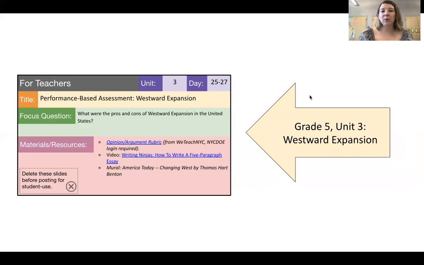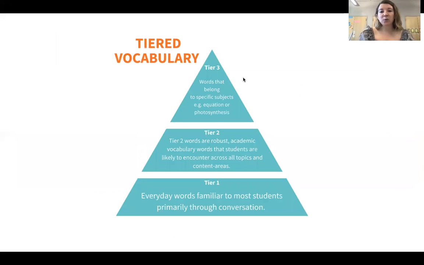Today, I'm going to be showing you how we can use word parts to support vocabulary understanding by using the Grade 5, Unit 3 Westward Expansion Unit. However, I do want to say that you can use this strategy in any grade level and in any social studies lesson. So before we get started, let's just review the tiered vocabulary.